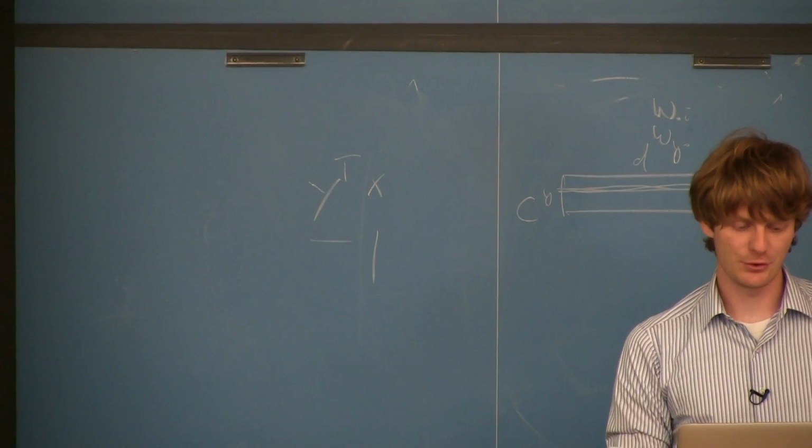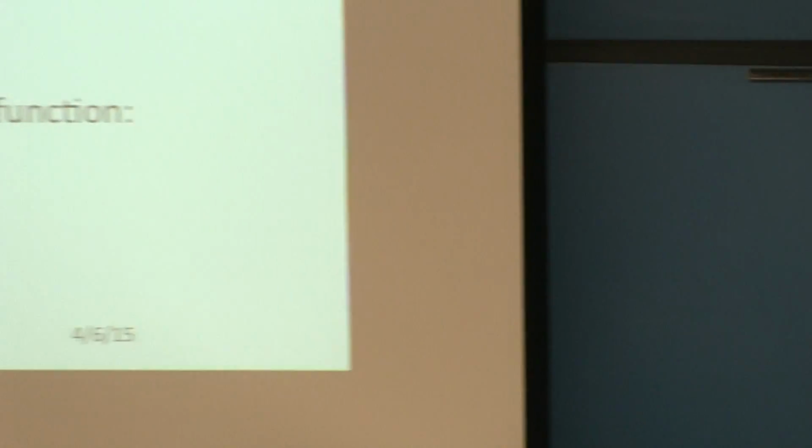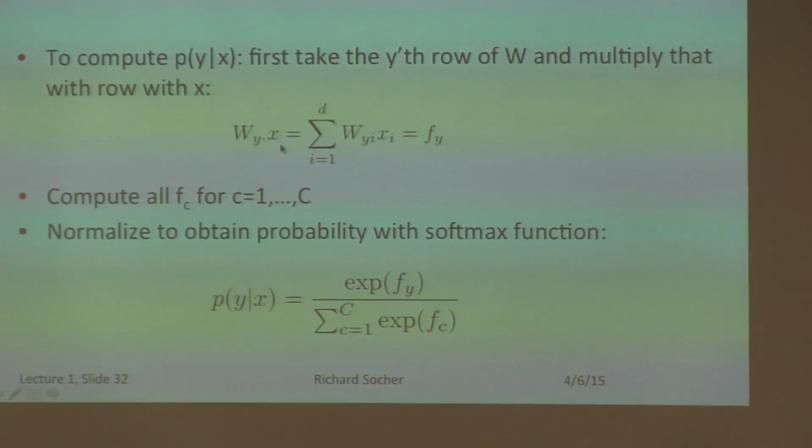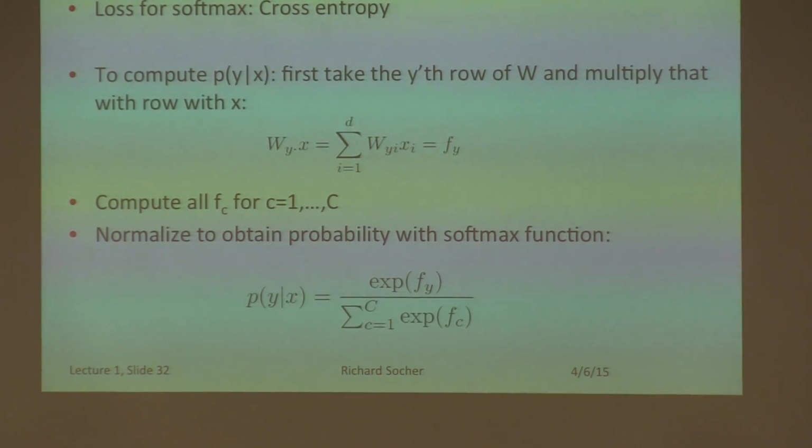But since w_y is already a row vector, we don't need to write the transpose. All right, so in terms of notation, we can define the sum of all these terms, the yth row, with our word vector x as just f sub y. And now we'll compute f sub c for all the other classes. And this is basically how we define the softmax function.